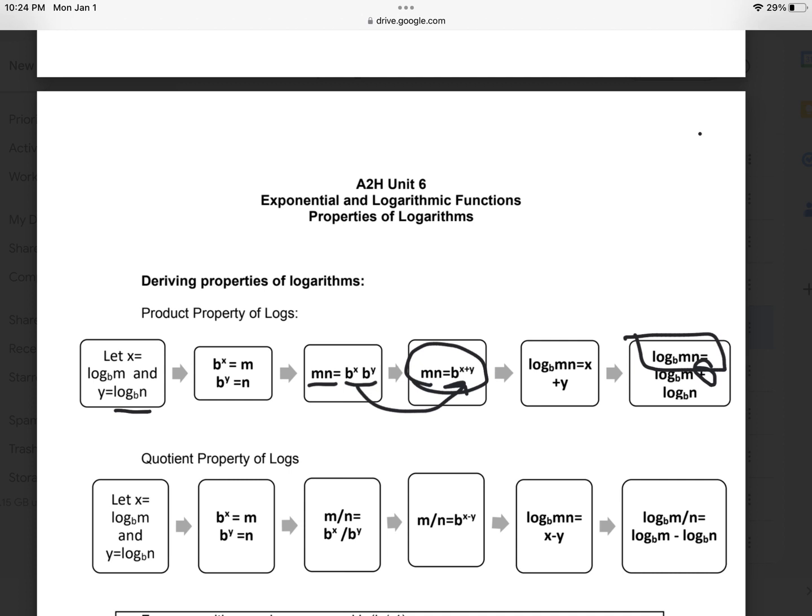And then the quotient rule works similar to that. If we do that same thing, but instead of doing m times n, we do m divided by n, that would be b to the x divided by b to the y. So we know the exponent rule would say that we could subtract those two. And then when we rewrite it in log form, the log base b of m divided by n would be equal to x minus y. So that would be the same as the log of m minus the log of n. So if we are dividing, then the log rule is going to say that we're going to use subtraction to split it up.